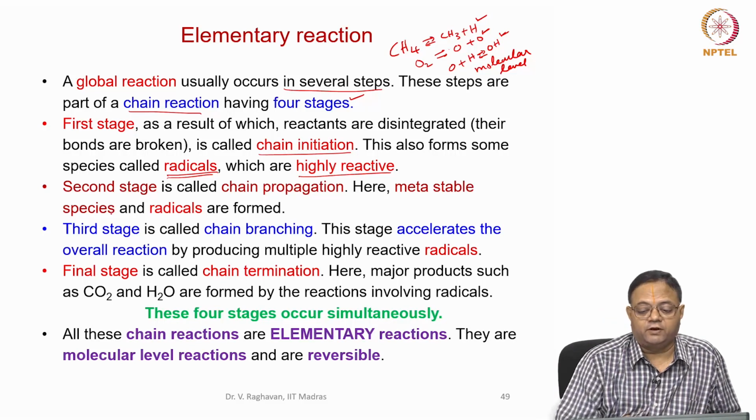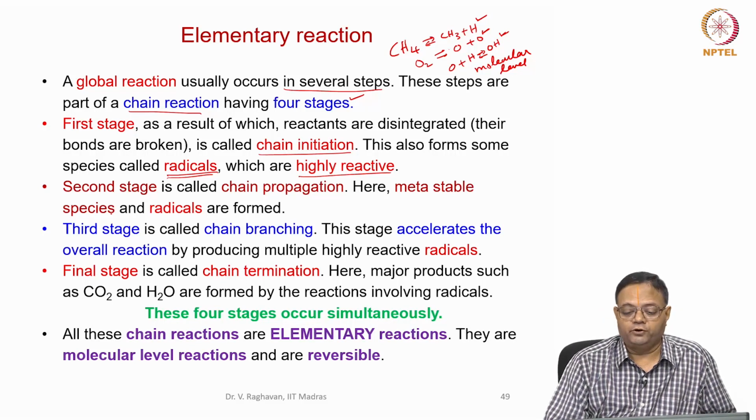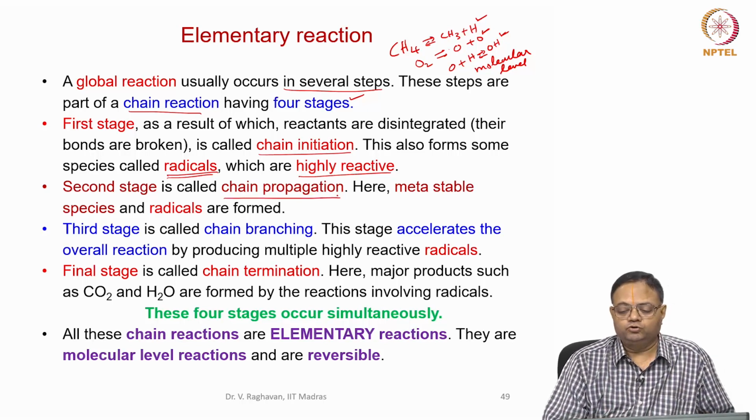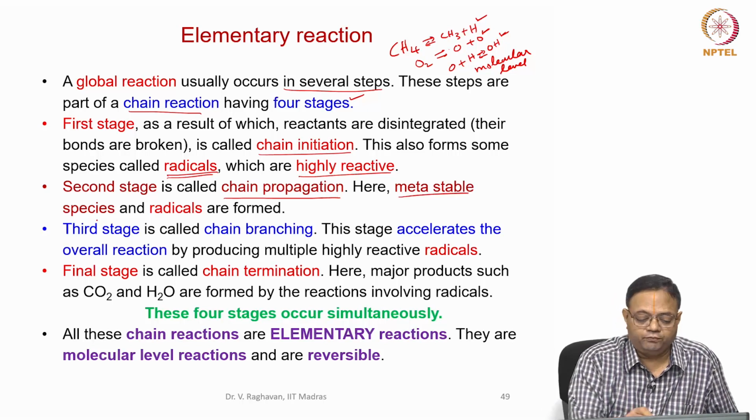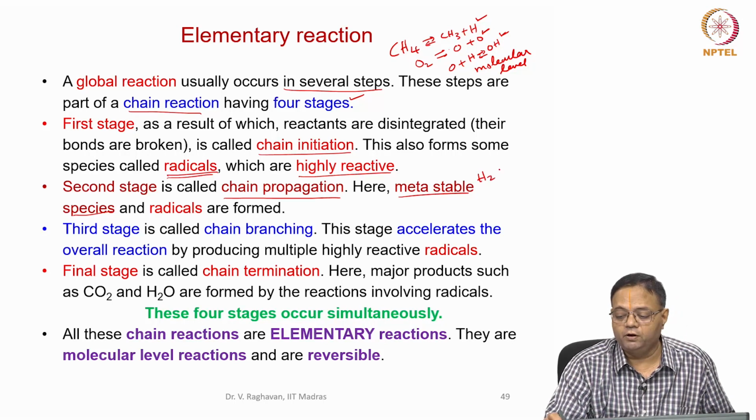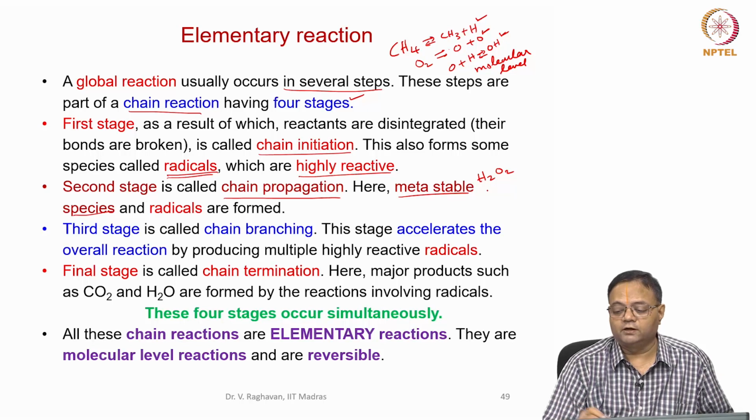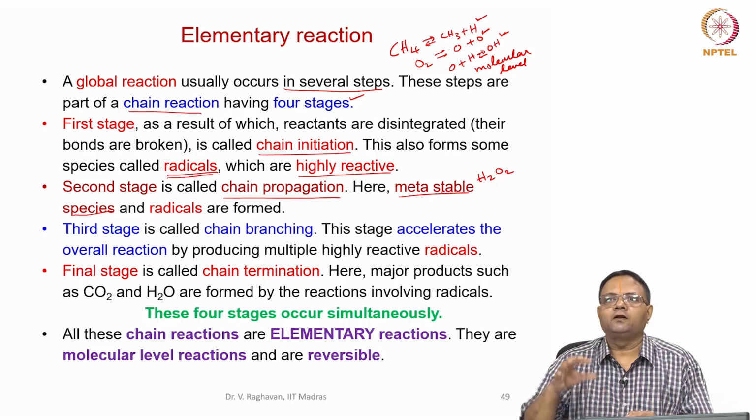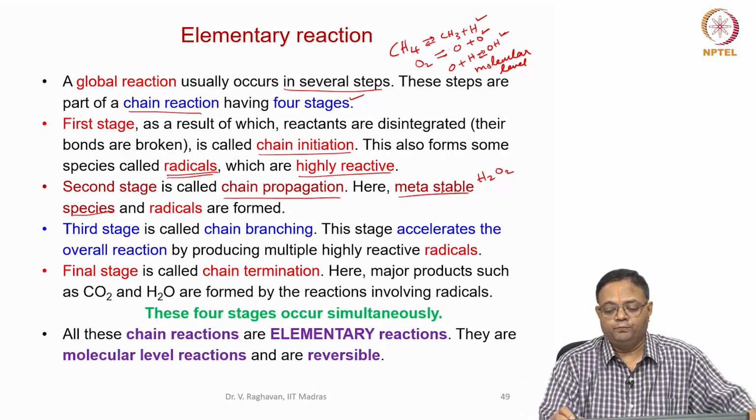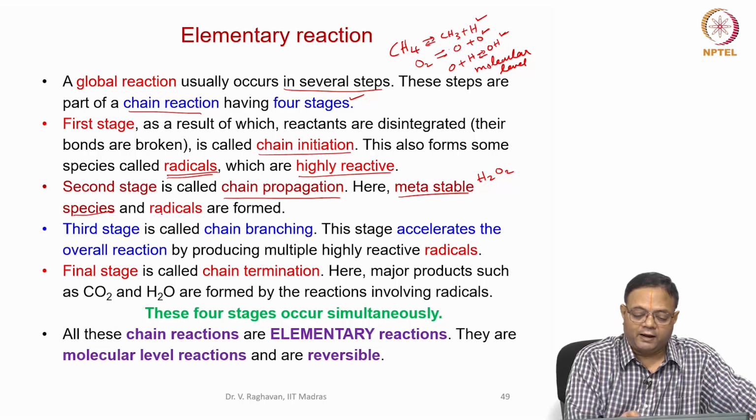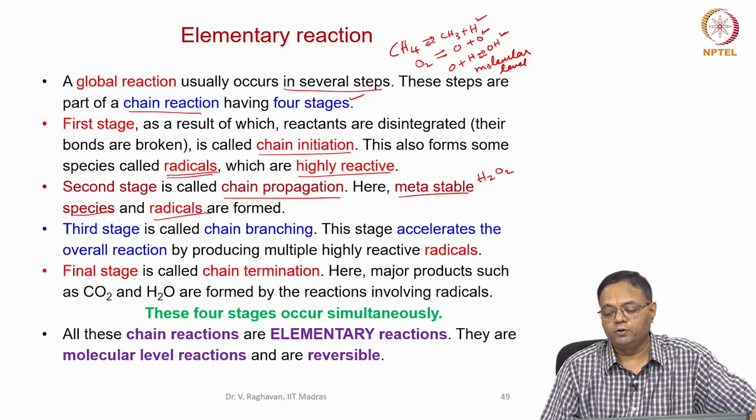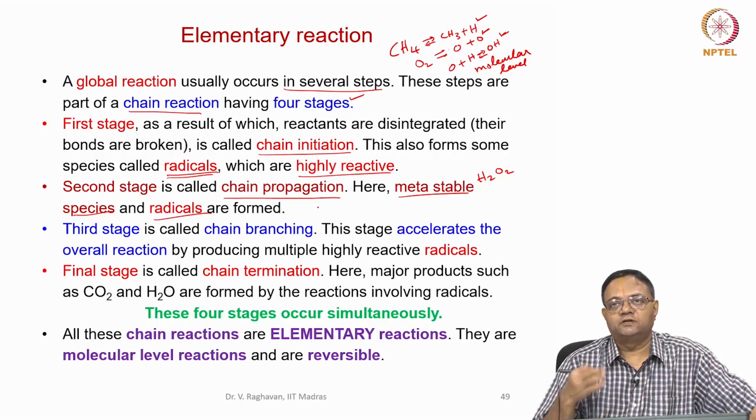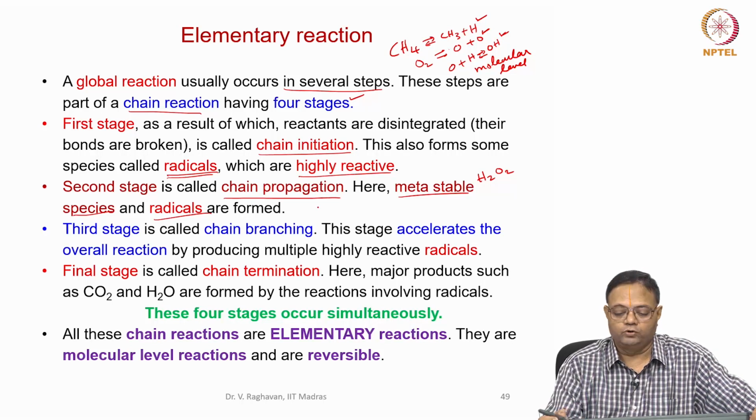Now the second stage of the reaction will be chain propagation. So once the chain is initiated, it has to propagate. A specific kind of species are formed here, say for example H2O2 etc. Metastable species. These species are stable sometimes and unstable sometimes, so they are called metastable species. And again some amount of radicals are also formed. Again, the chain propagation reactions are a set of molecular level reactions. I will show you that later.